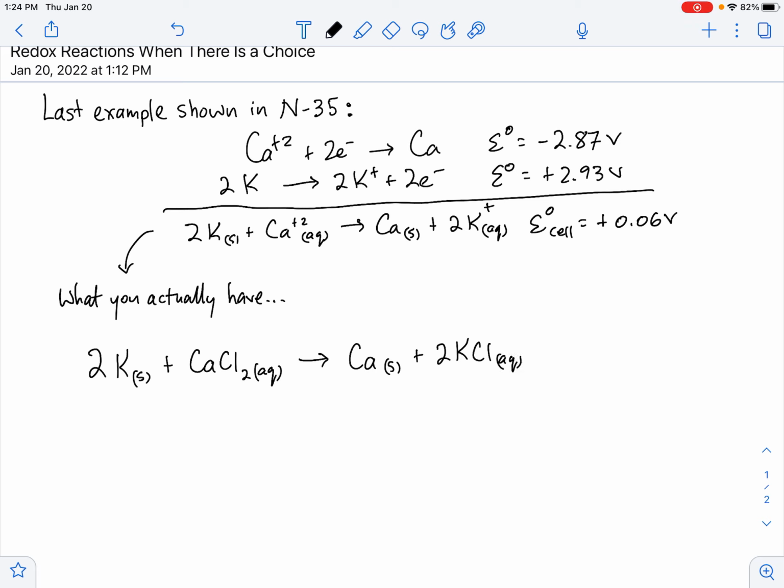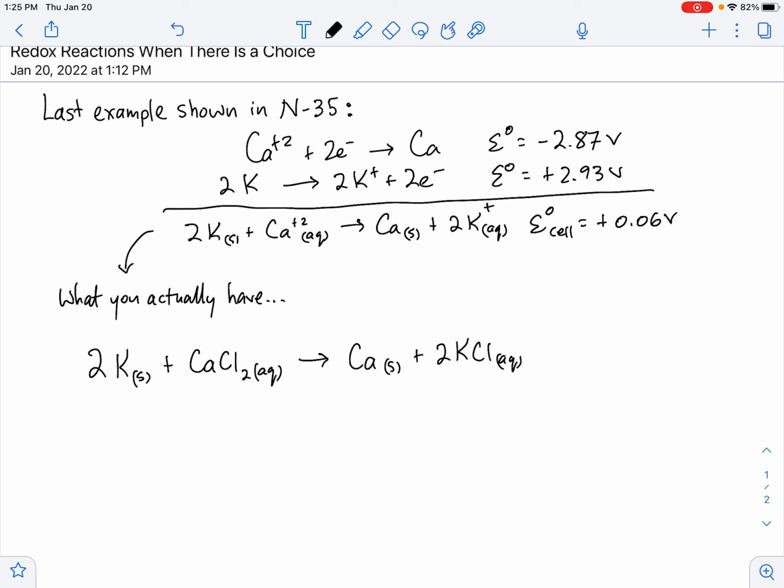Now that still has the same E cell. The cell potential is exactly the same as what you had up above. But this is a little bit more of the reality of the situation. Now, the other reality of the situation is that, sure, the potassium is oxidizing. We can see that. It's going from K to K plus 1. But the reality of the situation is that if potassium is going to oxidize, something needs to reduce. We are making the assumption in the original example I gave you in 35, we're making the assumption that the calcium ions are going to reduce, that it's the only possible thing that can reduce.